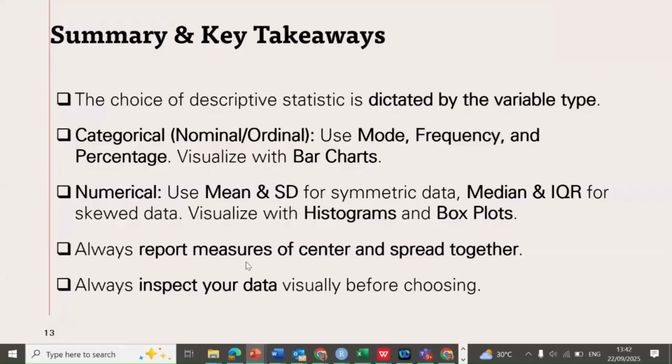Always report measures of center and spread together, which means you're reporting the mean with the standard deviation, or you're reporting the median with the interquartile range. Finally, always inspect your data visually before choosing.